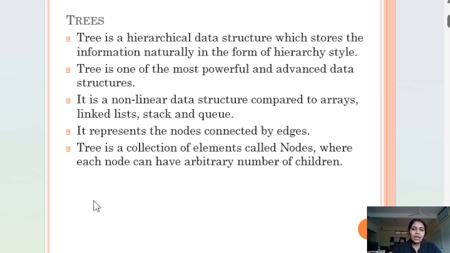A tree is a collection of elements called nodes, where each node can have an arbitrary number of children. In a tree there are root nodes and other child nodes. In a tree there are also some number of subtrees present.